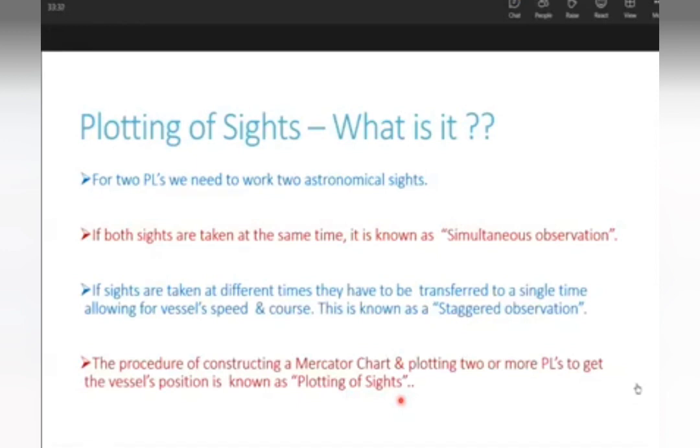This is provided to us in the plotting questions. So we have the site worked out and its information given to us, and we need to plot it on our answer sheet or the graph paper and find out the fix of the ship.